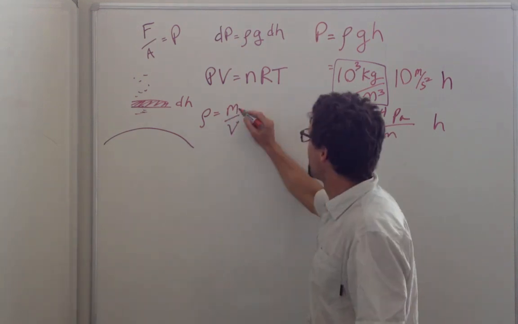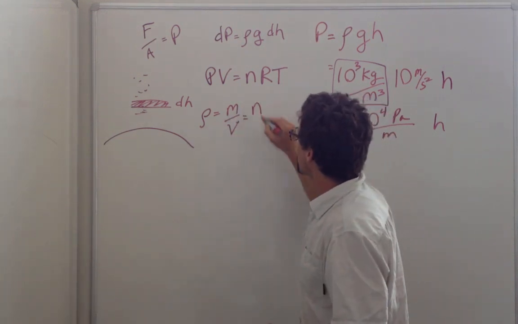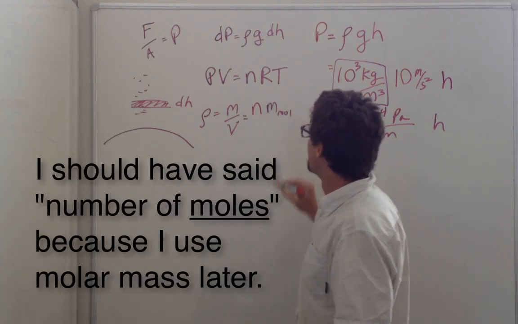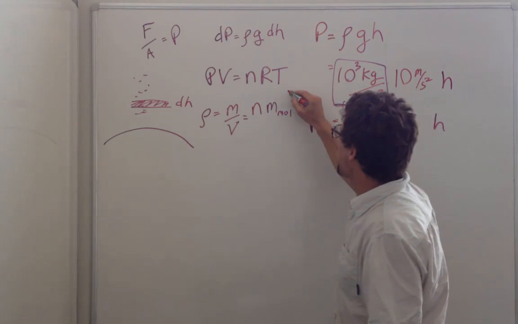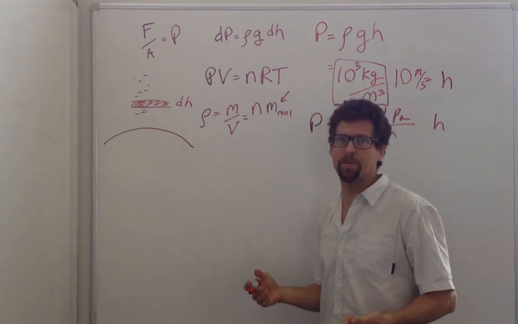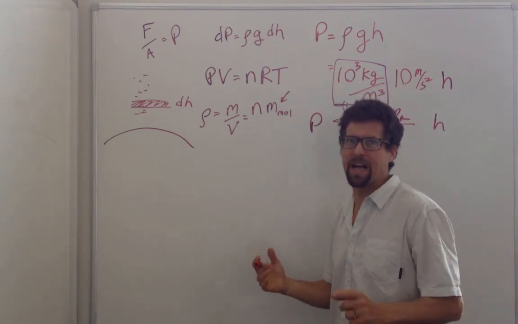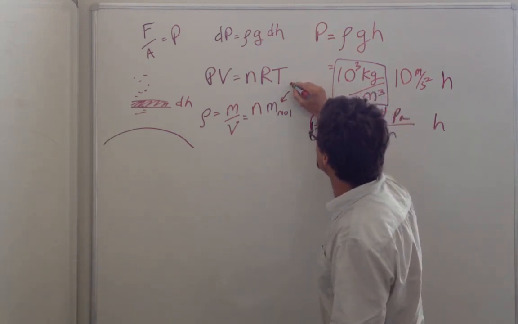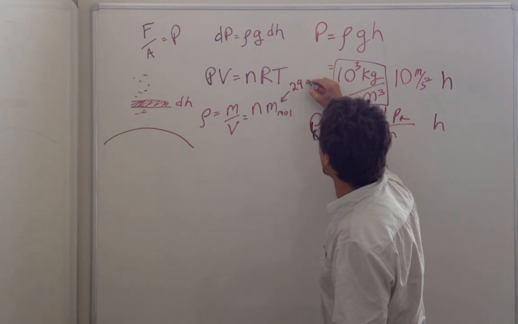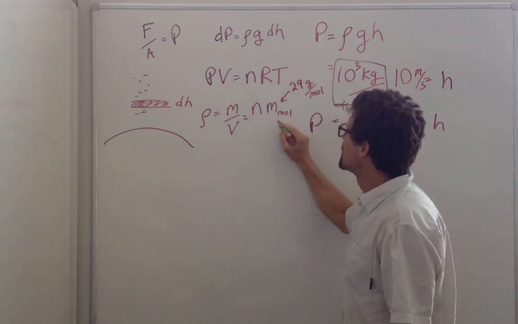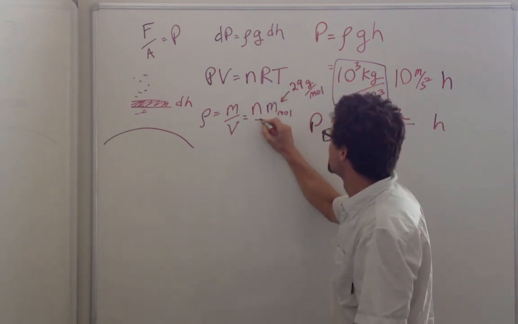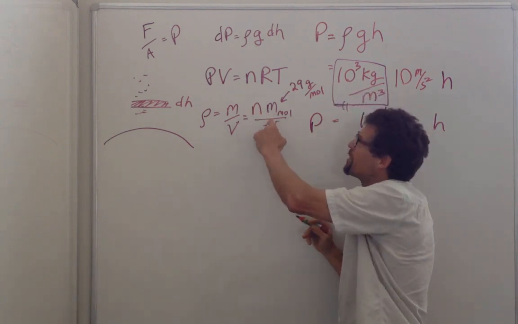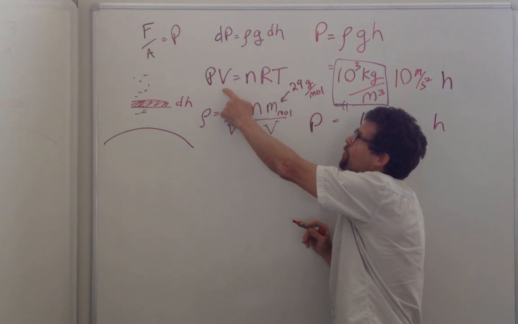And the mass of some air is going to be equal to the number of molecules times the molecular mass. And I'll just write mass per mole. And air is about 80% nitrogen, 20% oxygen. So nitrogen is 28, oxygen 32. It averages to about 29 grams per mole. So this is the mass of a bunch of air divided by its volume. And now we have, this is the number density, which is N over V.